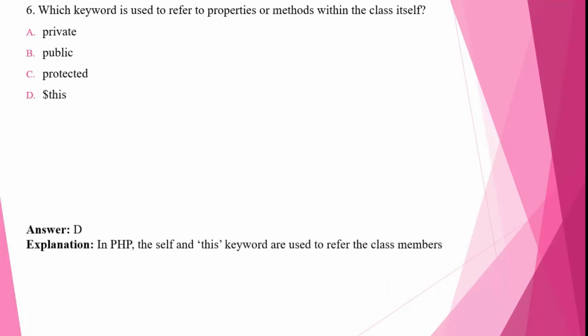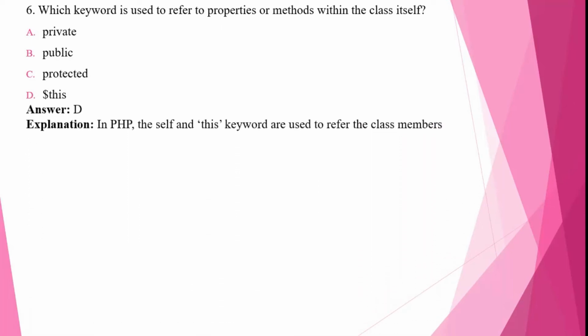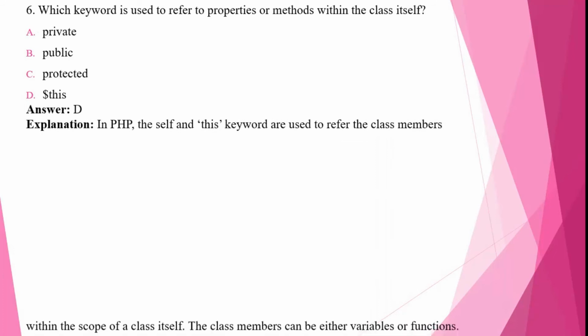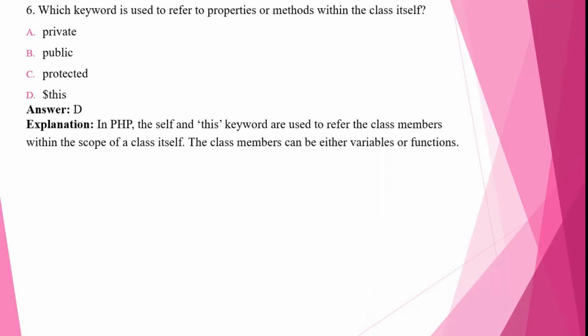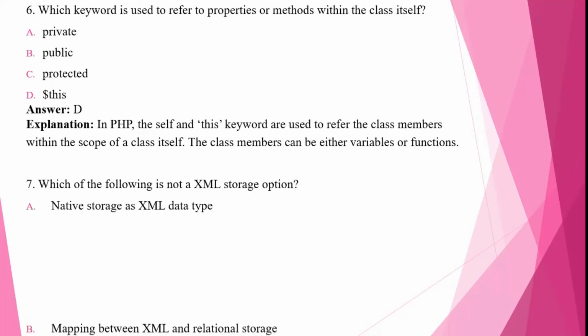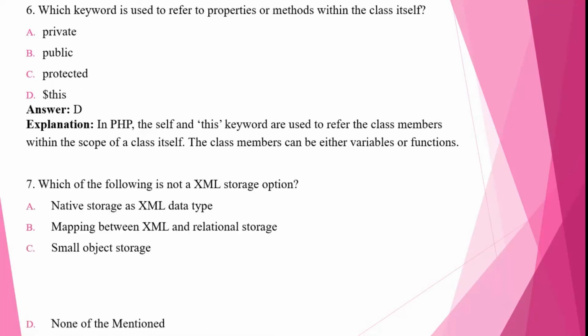Basically, in PHP the self and this keywords are used to refer to the class members. Next question, which of the following is not an external storage option? First option, native store as XML data type.